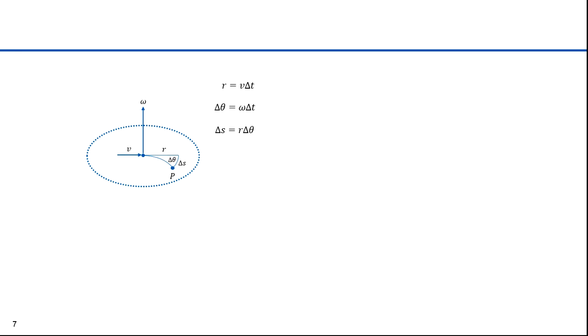Remember that if the angle is expressed in radians, the arc length is the radius of the arc times the angle in radians. We can substitute omega delta t for delta theta. The displacement, delta s, thus equals r omega delta t. We can substitute v delta t for r. There are two delta t's here. That simplifies to v omega delta t squared.